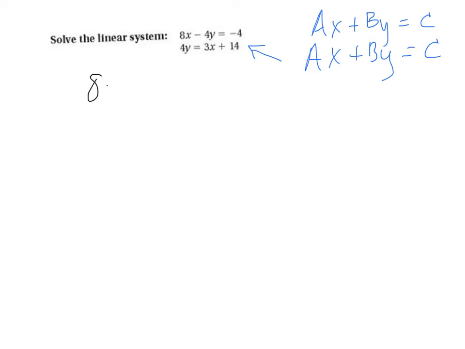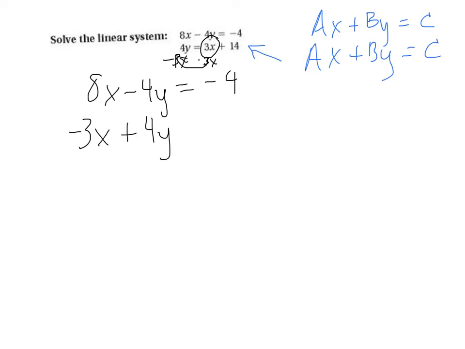You've got the first, which is already in standard form. Leave it as it is. And the second, in order to put it in standard form, you need to move this 3x to the other side. You can only do that by subtracting 3x from each side. And on the left, you have negative 3x and those positive 4y's equals 14. Cool. What method can you use?